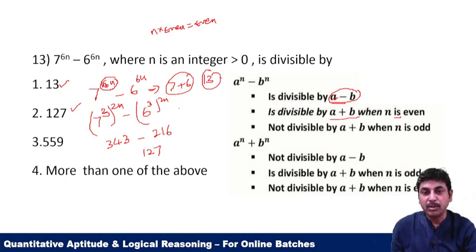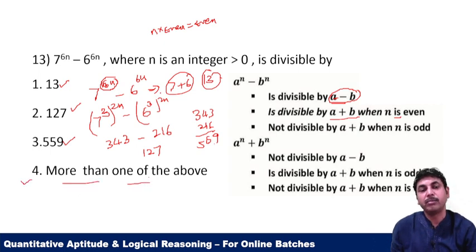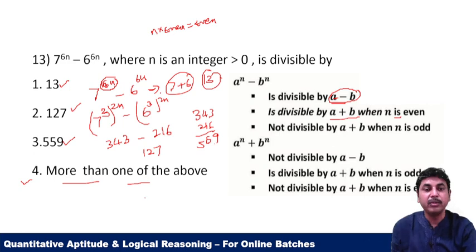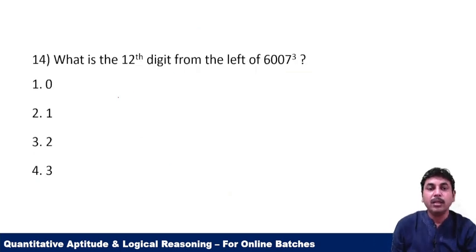Now this number is also divisible by A plus B when n is odd. When n is odd, you can take this 3 here. So if you take the addition of 343 and 216, this comes up to 559. So this is your answer. Your answer is more than one of the above. Even if you do not check option number 3, you can say the answer is more than one of the above.